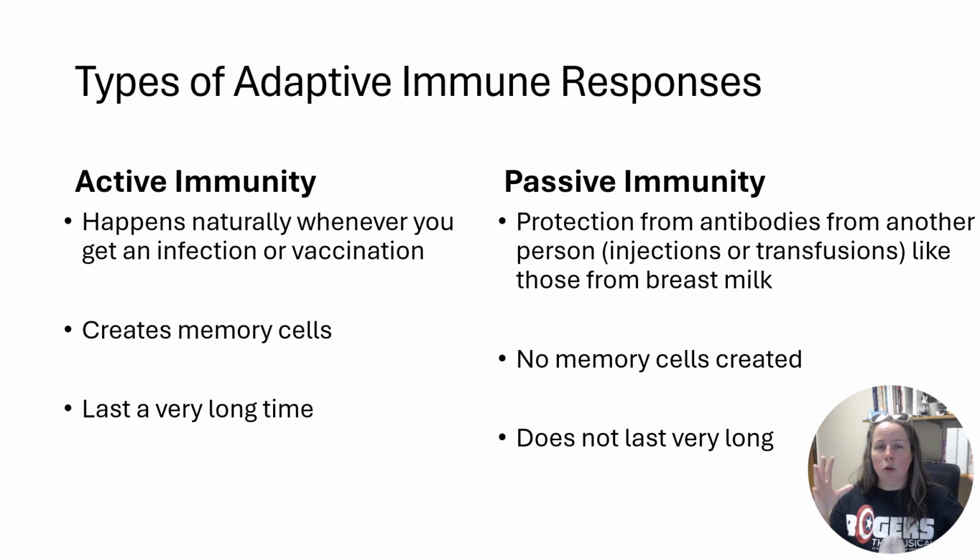So active immunity is what we want with like vaccination or unfortunately getting the disease, because you get the memory and you're protected longer. Passive immunity helps you in the moment, but it won't protect you for the long run.